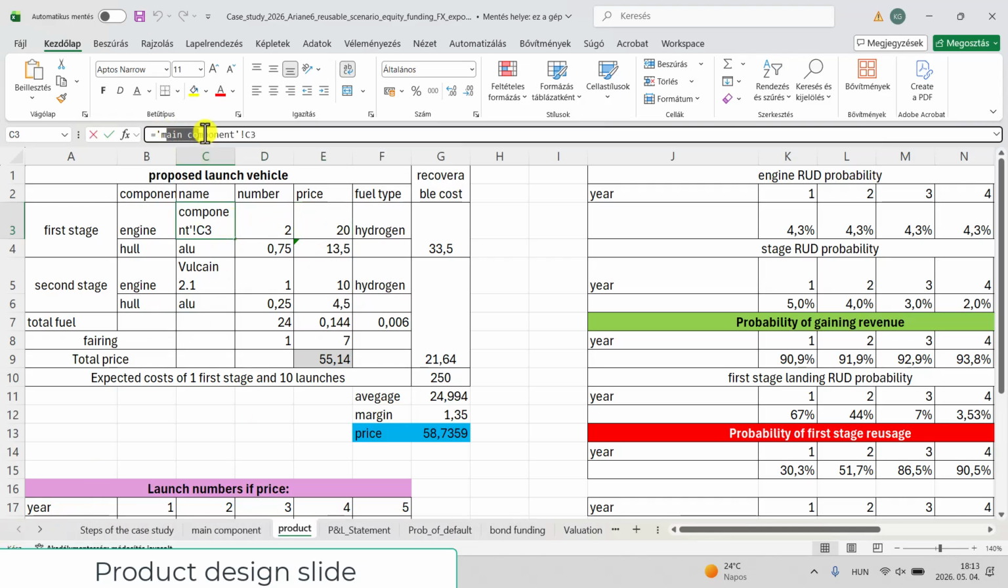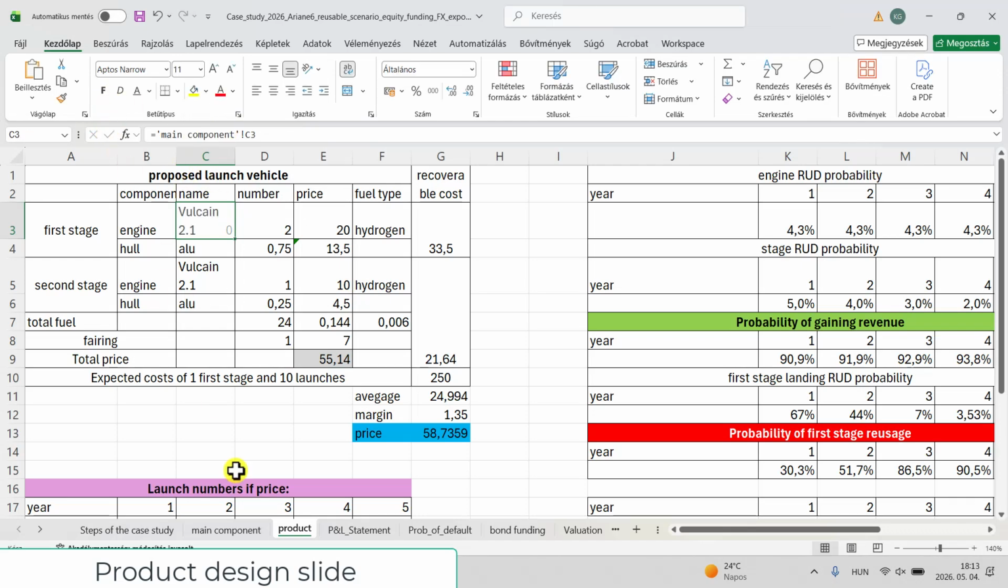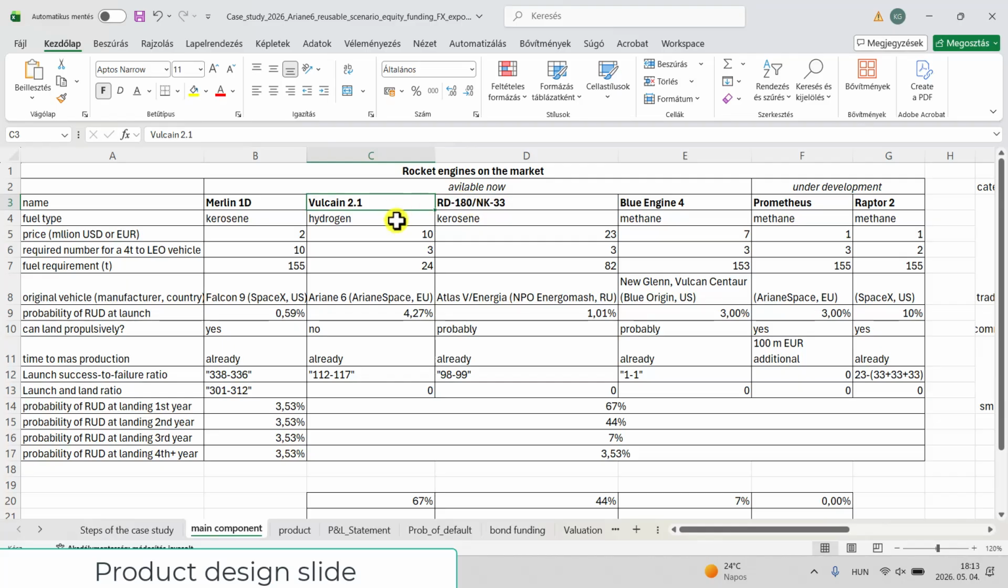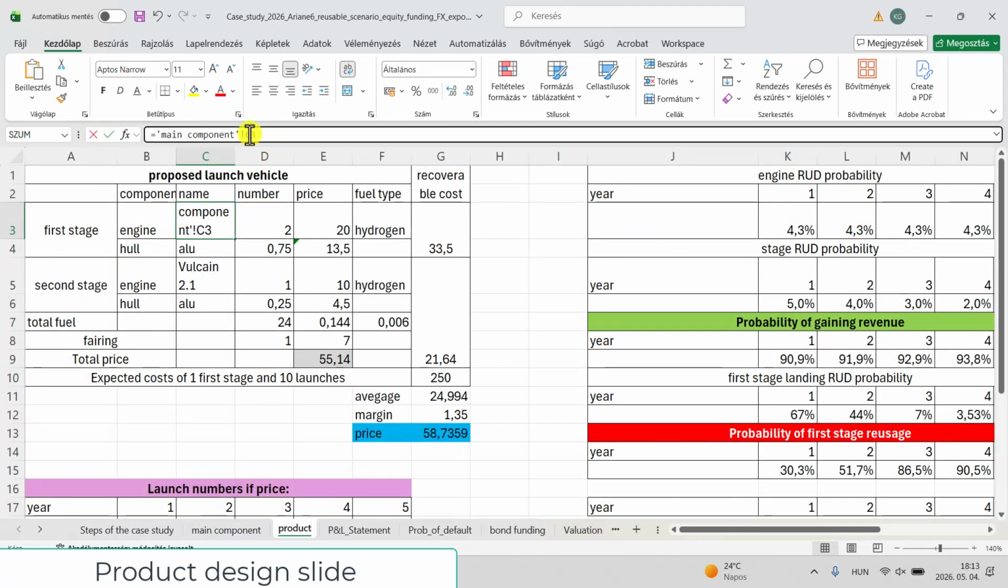So we can see that this was coming from the main component C3. So this is the name for this one. If I would like to just transfer it to Prometheus, I would just have to say that now it's F3.